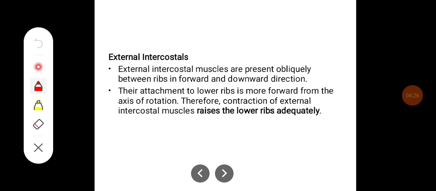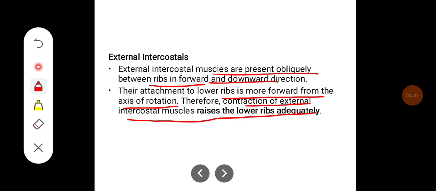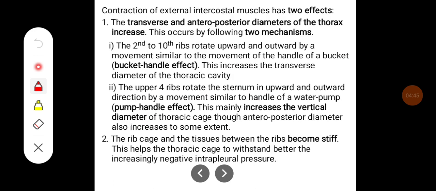External intercostal muscles are present obliquely between the ribs in forward and downward direction. Their attachment to the lower ribs is more forward from axis of rotation. Therefore, contraction of external intercostal muscles raises the lower ribs adequately. The contraction of the external intercostal muscles has two effects. The first one is transverse and antero-posterior diameter of the thorax is going to increase.